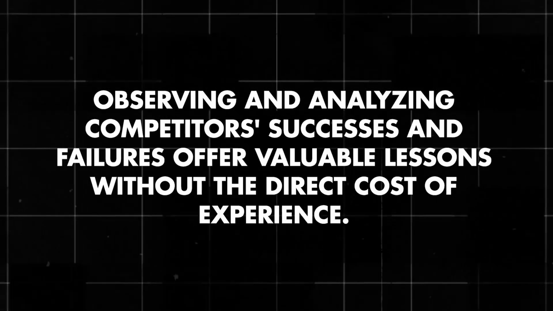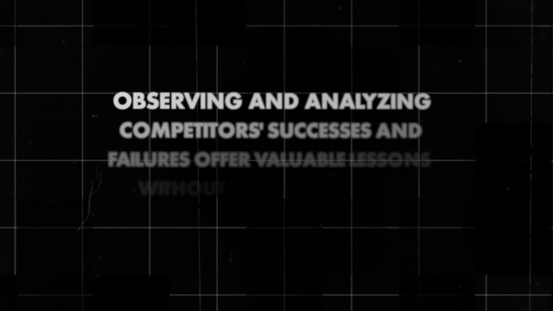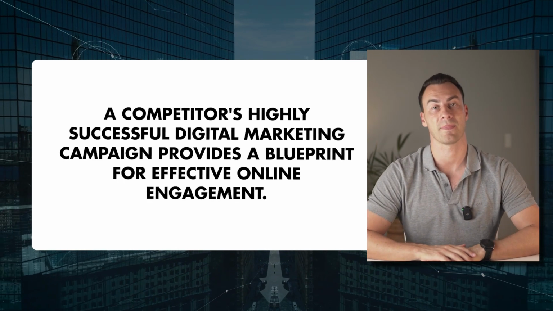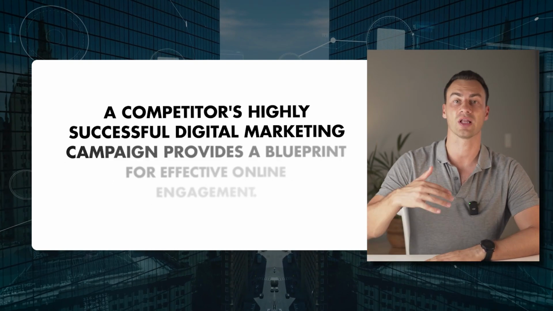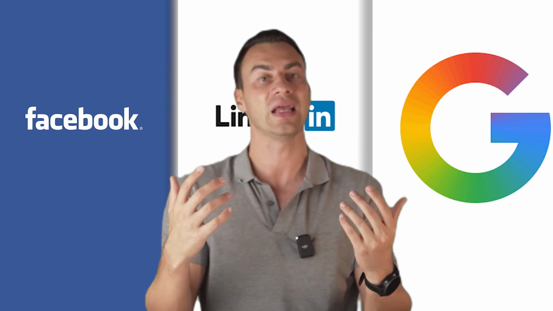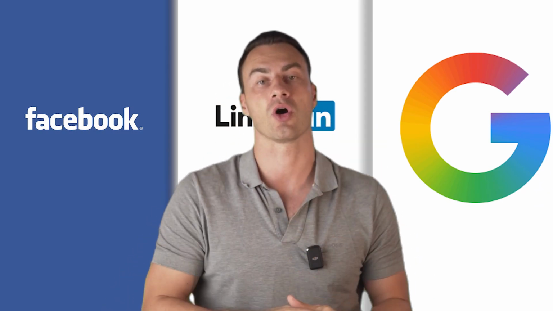Observing and analyzing competitor successes and failures offers valuable lessons without the direct cost of experience. This approach encourages you to adopt best practices that have proven successful while avoiding pitfalls that have tripped up others. A competitor's highly successful digital marketing campaign provides a blueprint for effective online engagement. Looking at ad libraries in Facebook, LinkedIn, or Google can give you insight into what type of ads the business ran and even how much engagement it got. Many other platforms allow you to track down the ad creatives of your competitors too.